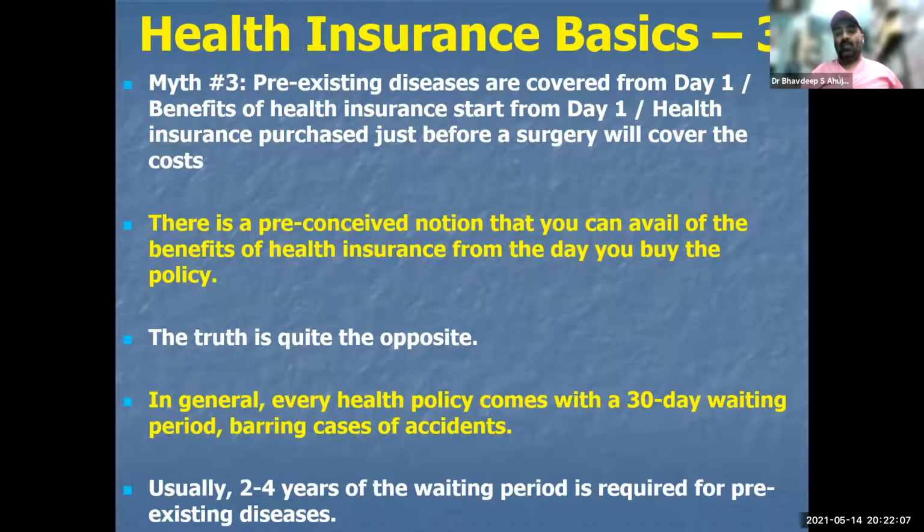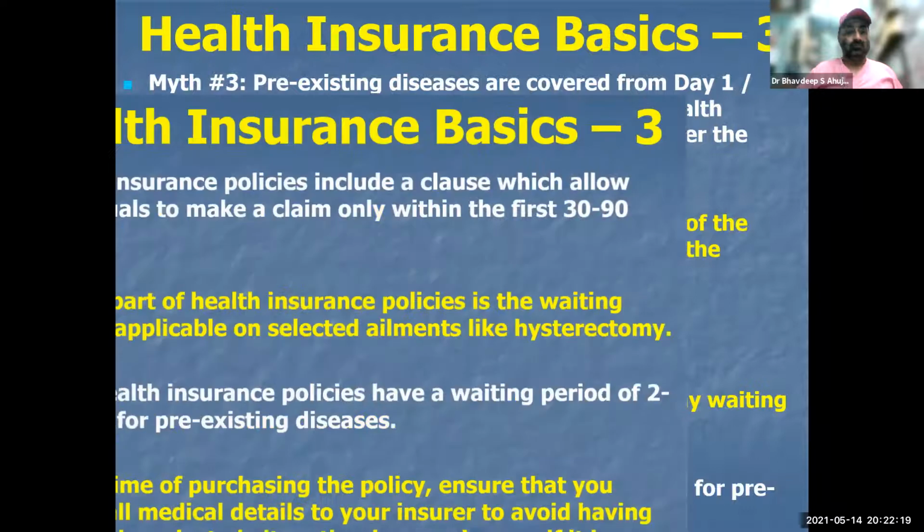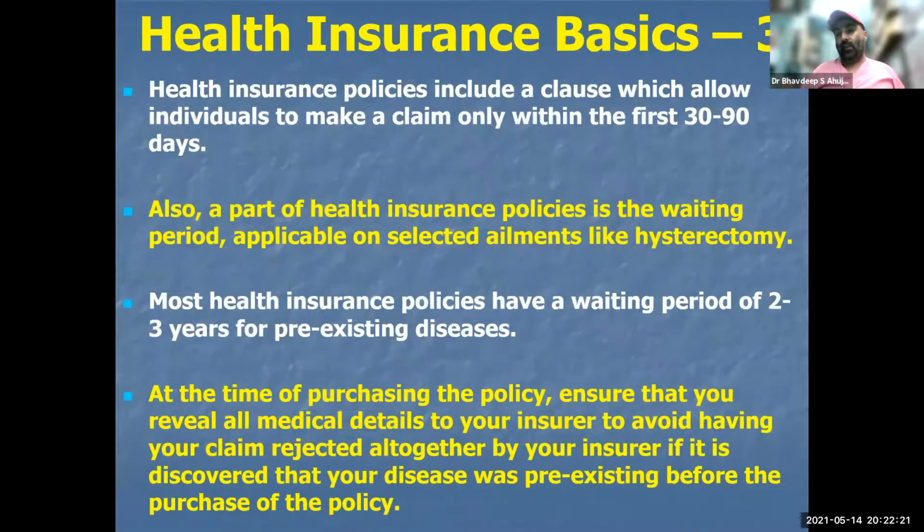So the truth is the opposite. Mostly, as I mentioned earlier also, they come with a 30-day waiting period. Not one month, not 28 days or 31 days, it is a 30-day waiting period. We discussed that yesterday. And for pre-existing diseases, we know 24, 36, 48 months are there. There are some policies which allow you to make a claim only within the first 30 to 90 days as well, for certain pre-existing conditions.